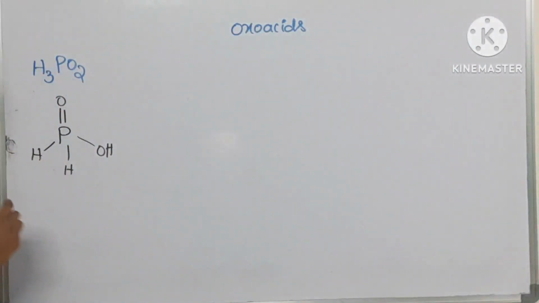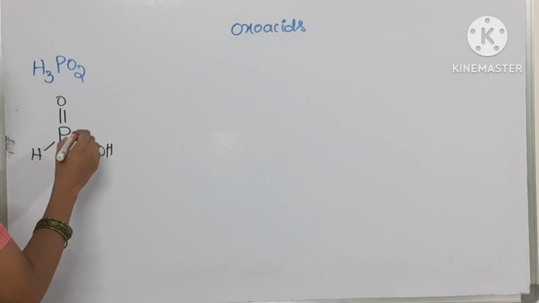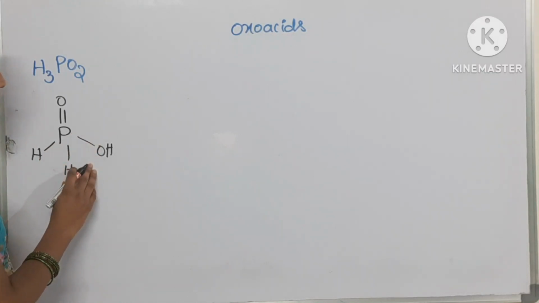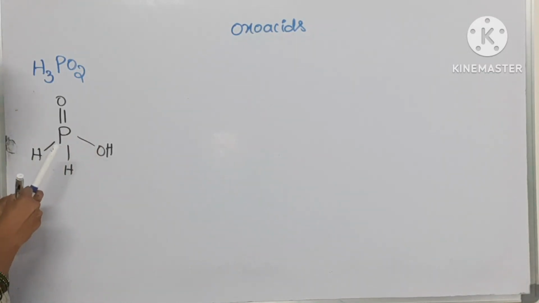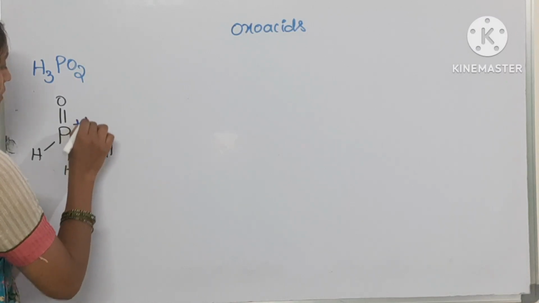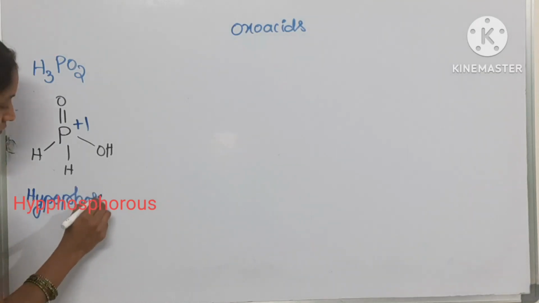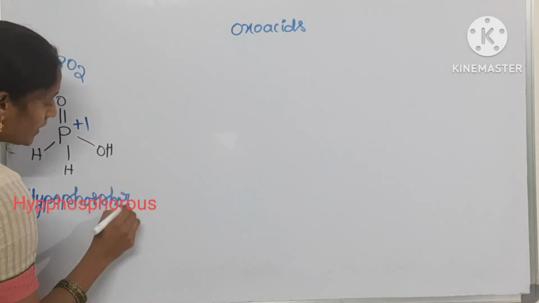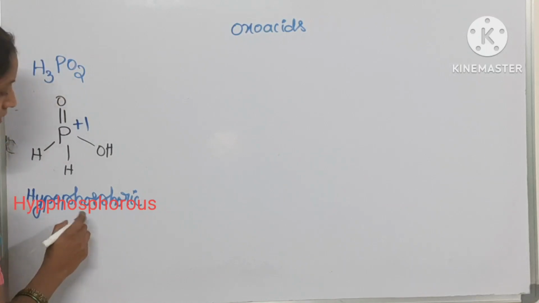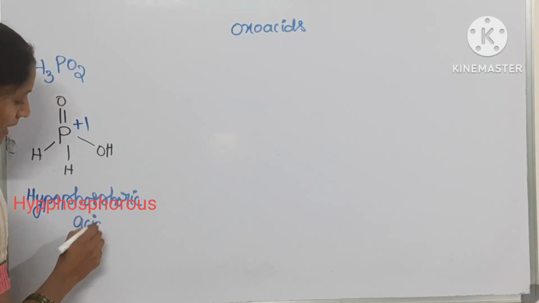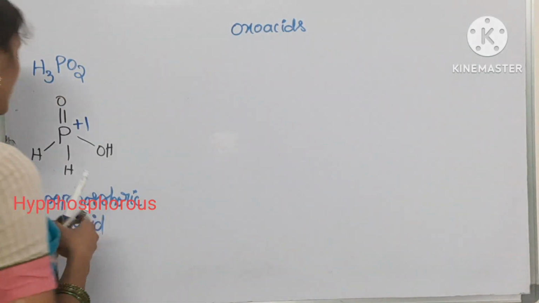Its name is not ortho, it is hypophosphorus acid. Its oxidation state you can calculate. Here its oxidation state is +1. Next one you can see.